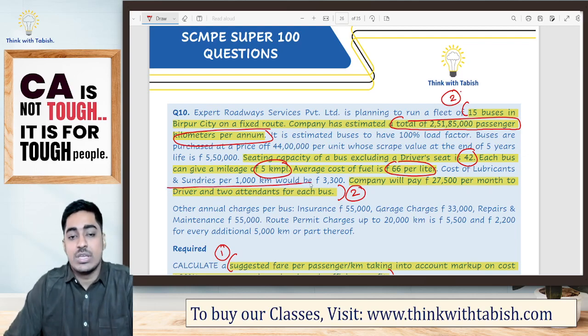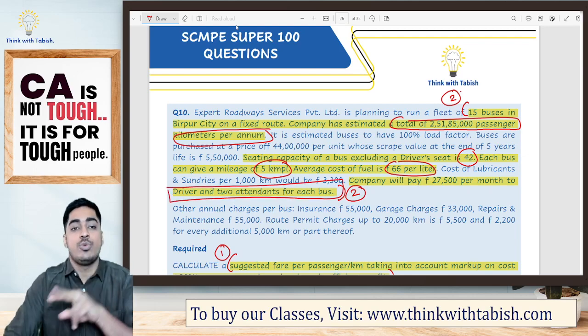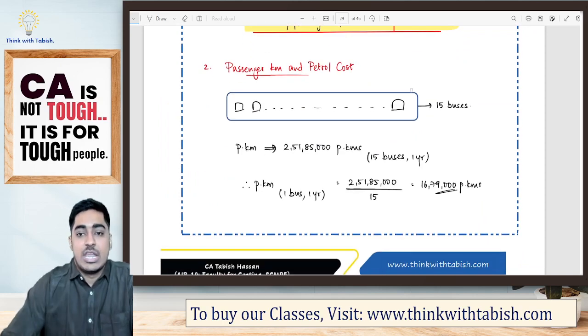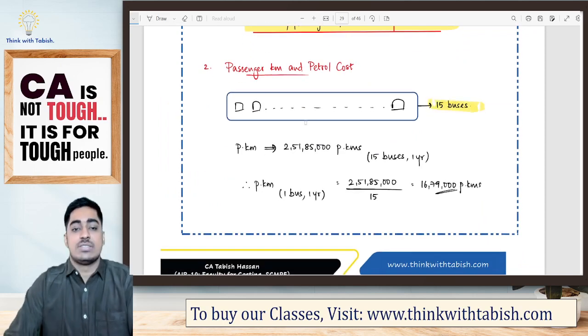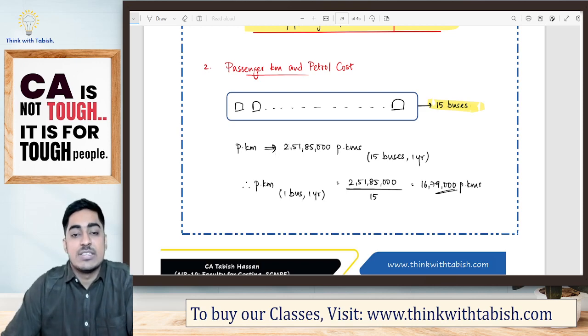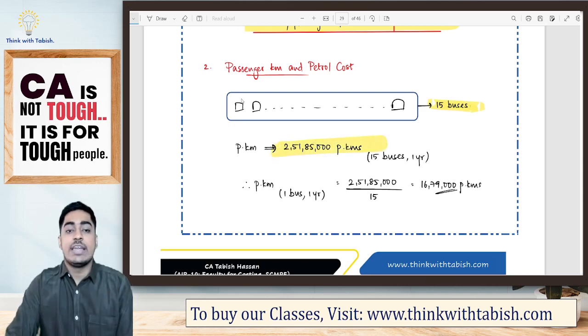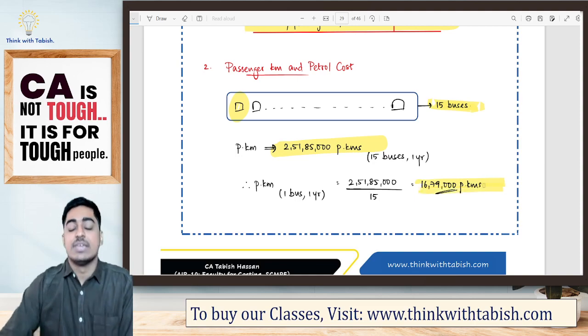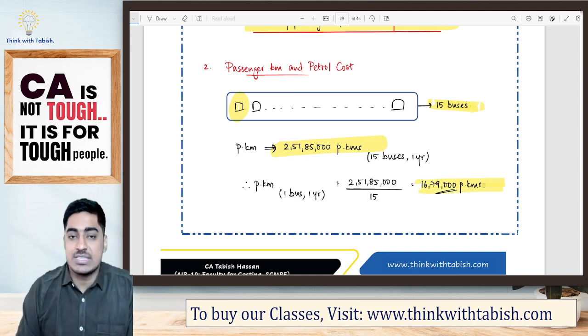Yes, who all are there? For every bus, one driver is there, 2 attendants are there. Based on this, look at the students. Passenger kilometer. Now I am telling all together for 15 buses. For 1 year, what was my passenger kilometer? 2 crore 51 lakh 85,000. I want to calculate for one bus. So what I'll tell? 2 crore 51 lakh 85,000 divided by 15 buses. That means it is going to be 16 lakh 79,000 passenger kilometers.